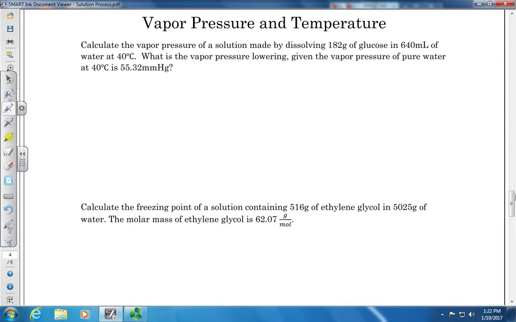And we have a few problems that we're going to go through, kind of work through the process of how to do problems of these nature.